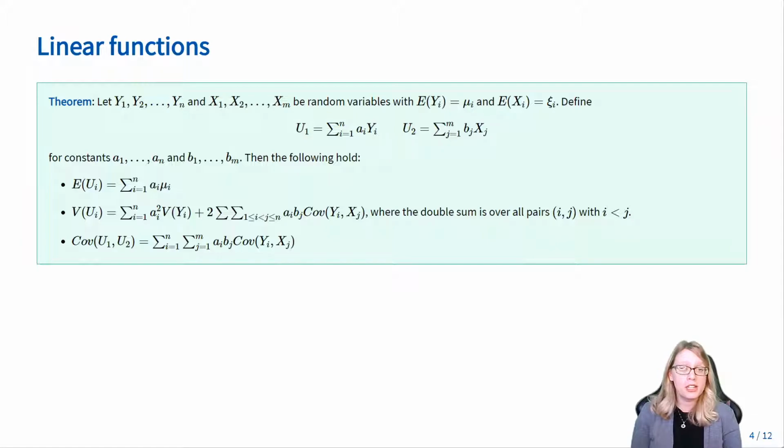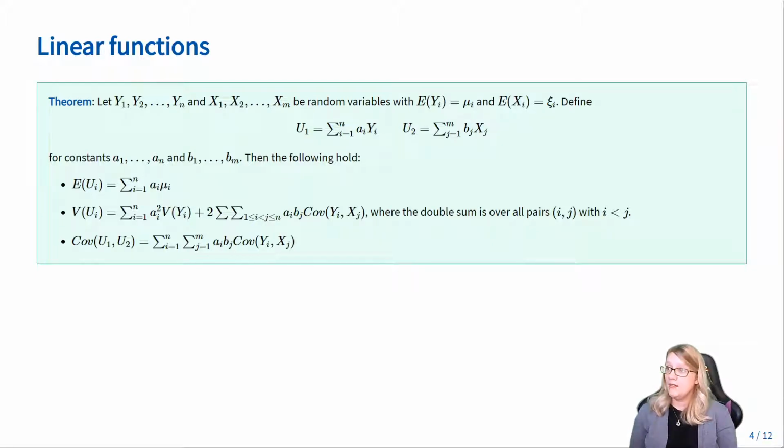We'll define two linear functions of random variables, u1 and u2. u1 will be defined as the sum of ai times yi, and u2 will be defined as the sum of bj times xj. Then the following results hold. For the expected value of any of these linear functions, we can find it by taking the sum of the multipliers, the a's, times the expected values of the y's, or the x's.